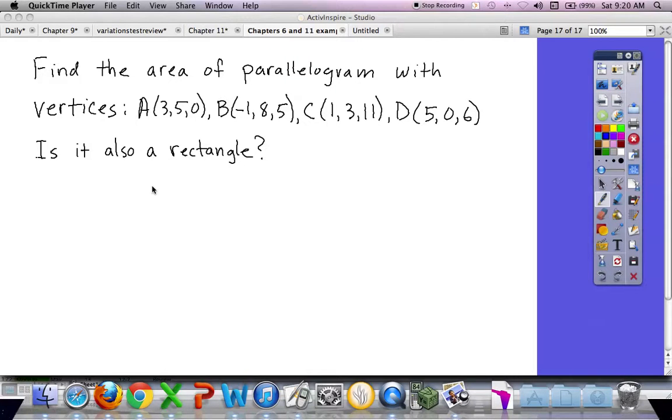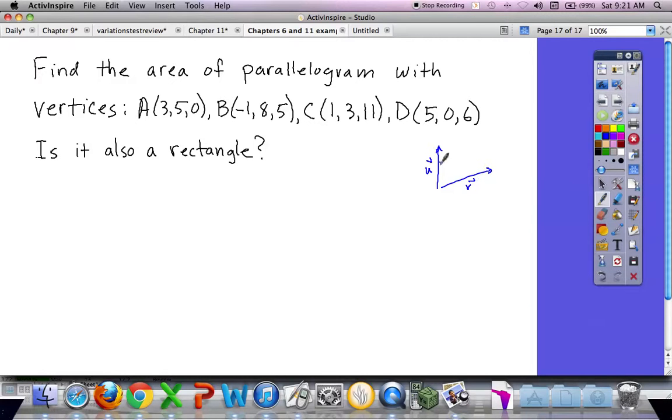Find the area of a parallelogram with vertices A, B, C, D, and then answer the question, is it also a rectangle? So if we have two vectors in space, and if they meet at a vertex, then basically you could draw yourself, if these are the two vectors, let's call it U and V.